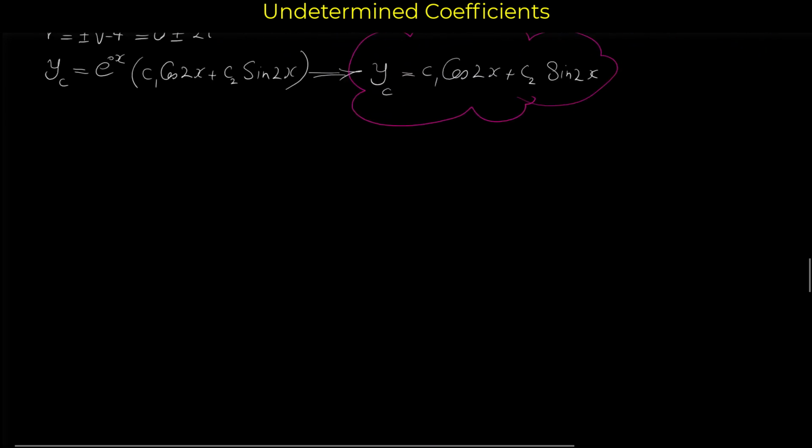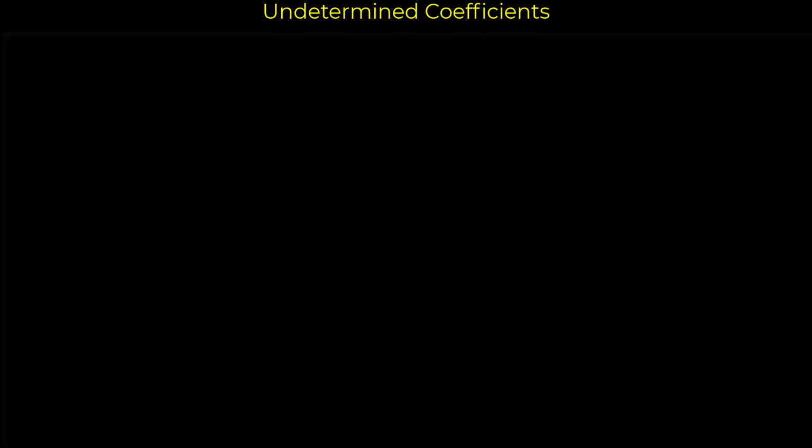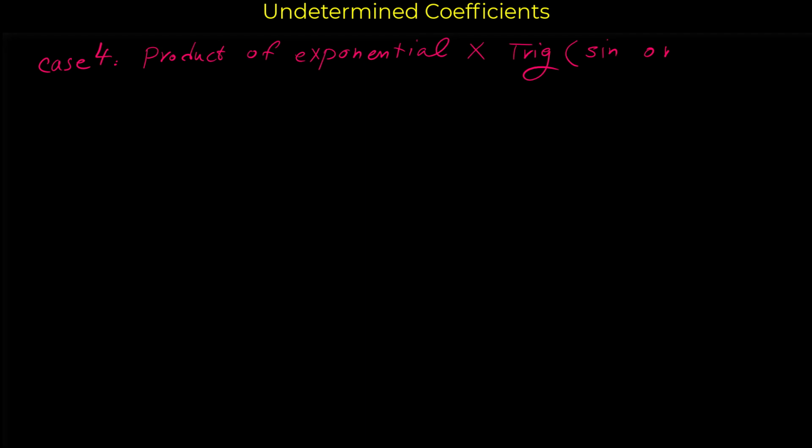Now let's move to the next case. The other case is when we have a differential equation. Actually, this is the fourth case. The other side of the equation is the product or multiplication of exponential functions by a trig function. By trig we mean sine or cosine.